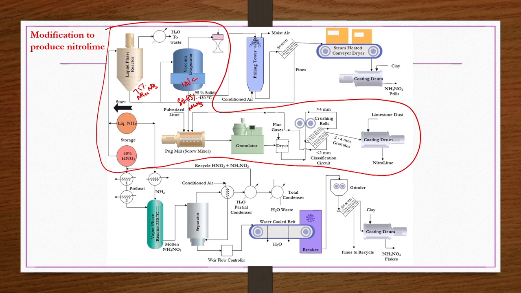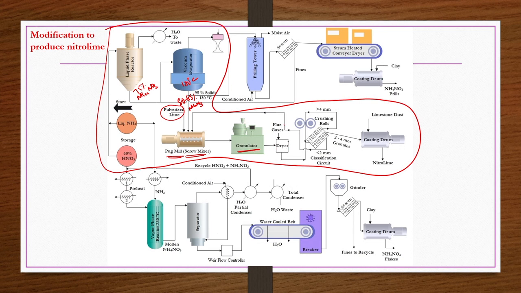ammonium nitrate. That is taken to a pug mill, which is nothing but a screw mixer having two blades operating in opposite directions to each other. To this mill, pulverized lime is also supplied. Here, the ammonium nitrate and pulverized lime are mixed together to get the pulverized product, that is sent to a rotary drum granulator to get the granules.